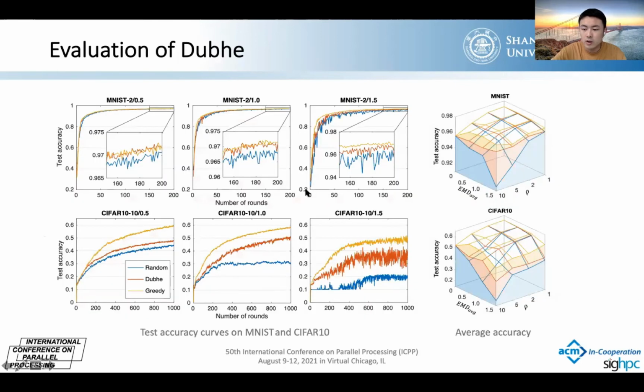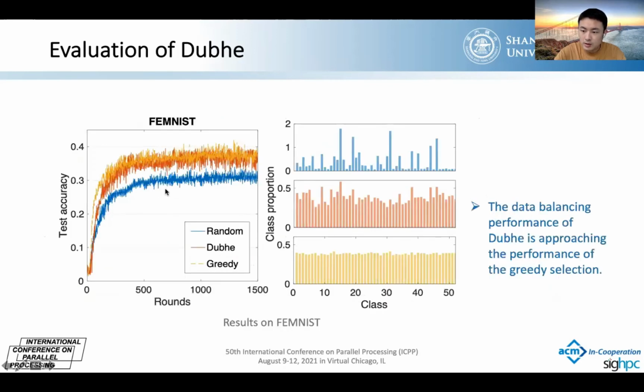We compare the training performance of different client selection methods on various data sets, and in most cases, Dubhe can reach the performance of the optimal greedy selection method, and the random selection method is the worst. Here are the results on the FEMNIST data set. We also visualize the distribution of participated data in each training round. As we can see, the data balancing performance of Dubhe is approaching the performance of the greedy selection method.